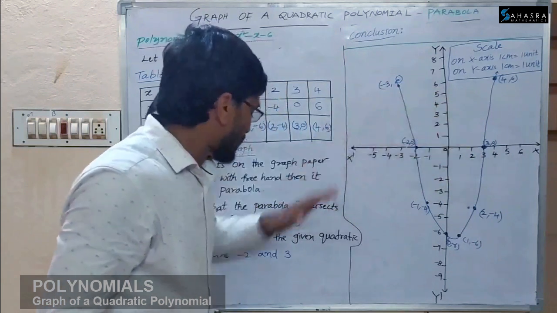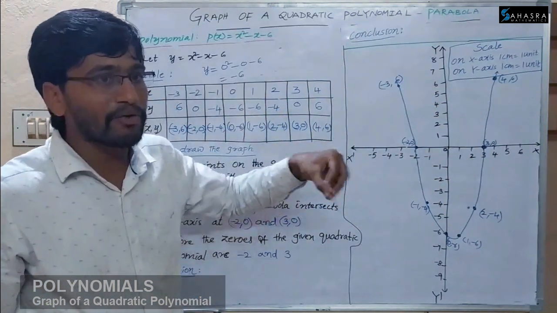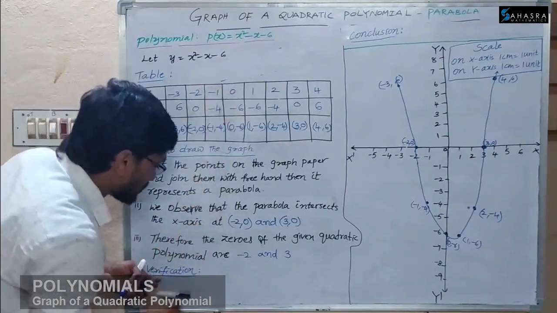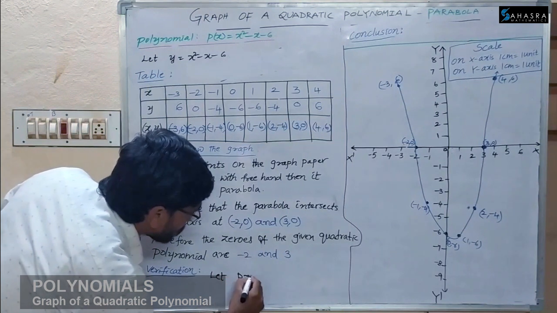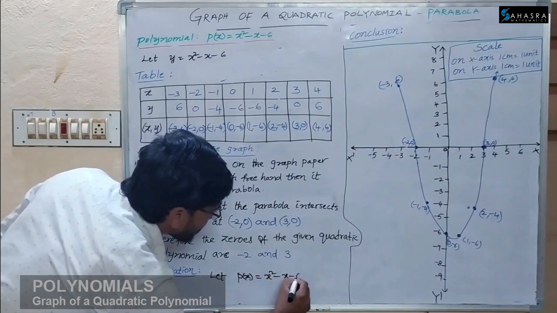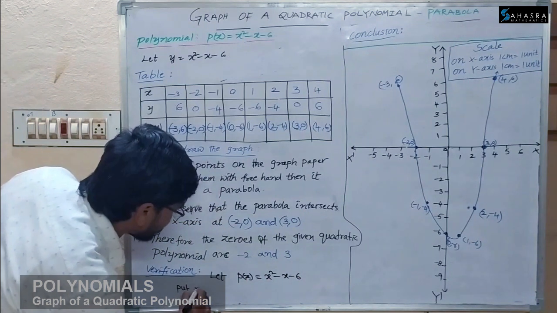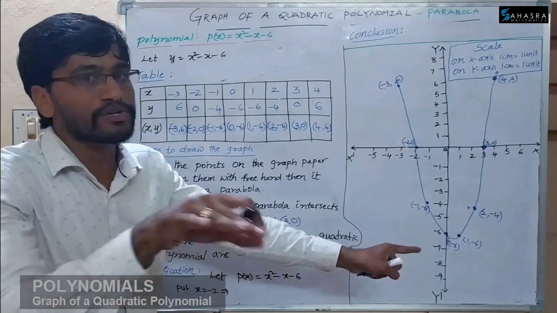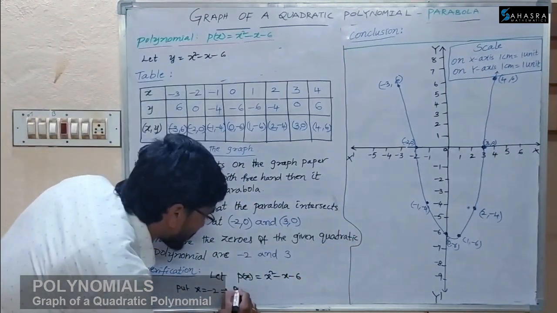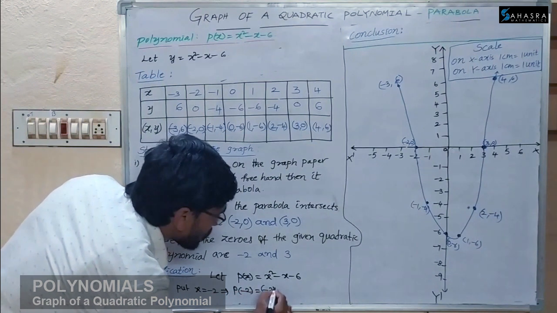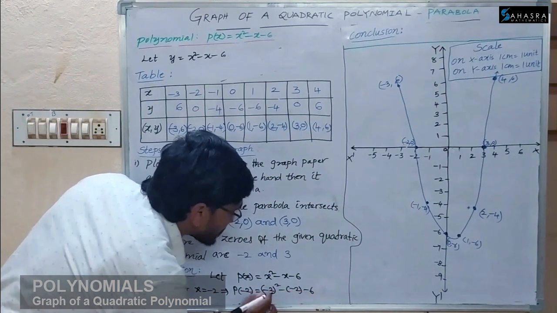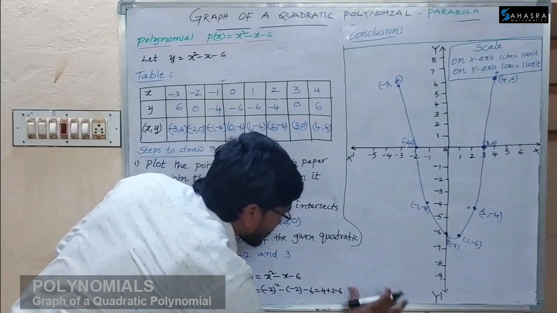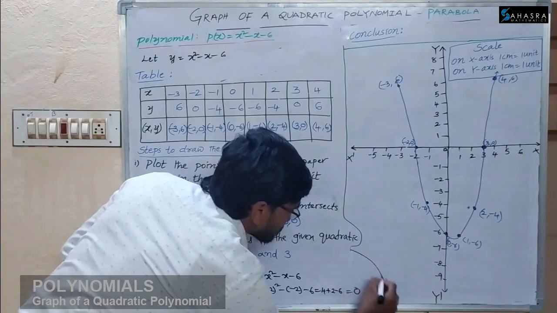This is through the graph, these are the zeros. By actual calculation, we have to verify whether minus 2 and 3 are the zeros or not. So let us consider the polynomial p of x is equal to x square minus x minus 6. Put x is equal to minus 2. If we get p of minus 2 equal to 0, then we say that minus 2 is a zero of the polynomial. So p of minus 2 is equal to minus 2 whole square minus of minus 2 minus 6. Minus 2 whole square is 4. 4 plus 2 minus 6, that is 6 minus 6, which is 0.